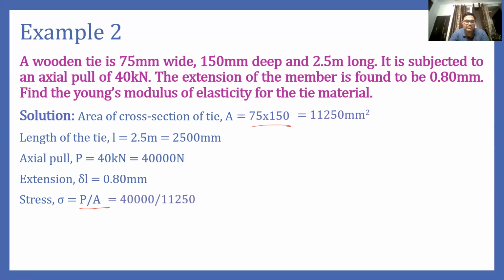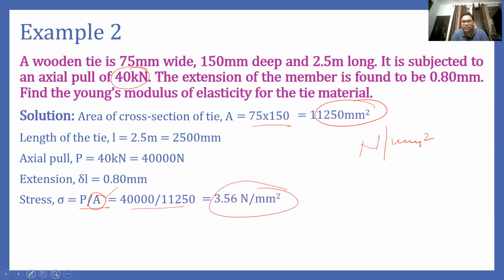In this, the load is 40,000, because the area is in mm square. We also need to convert this load into Newton, because the unit of stress we are using is Newton per mm square. So we have to convert P into Newton, and A is already in mm square. Calculating this value, we get the stress as 3.56 Newton per mm square.